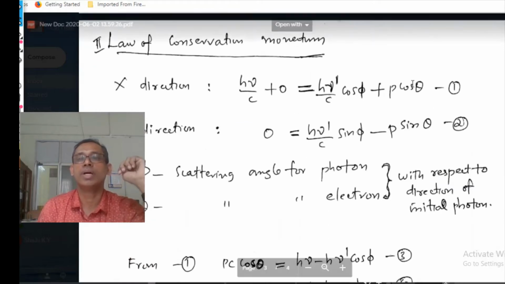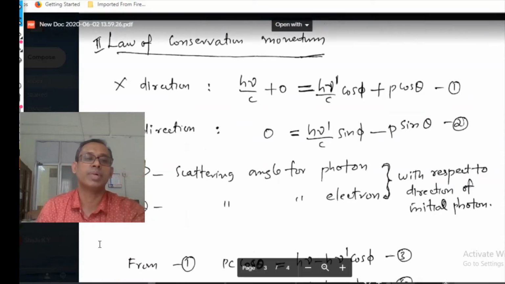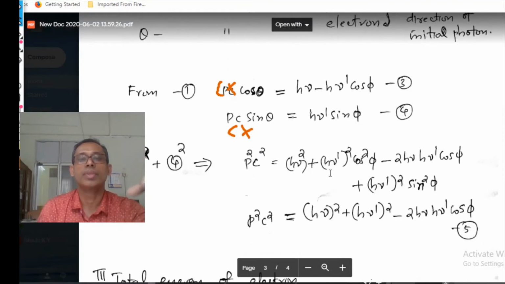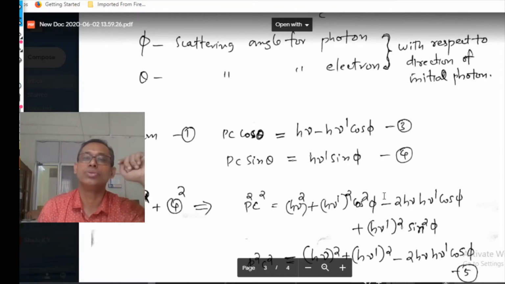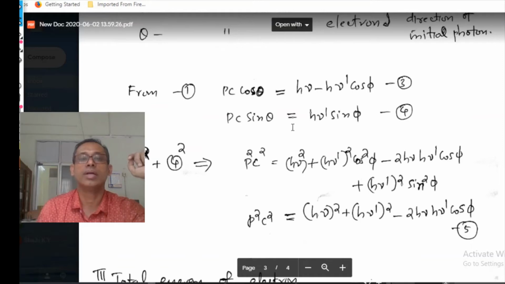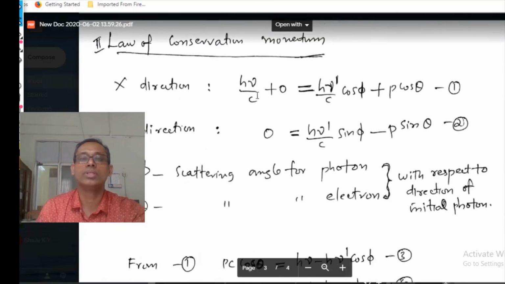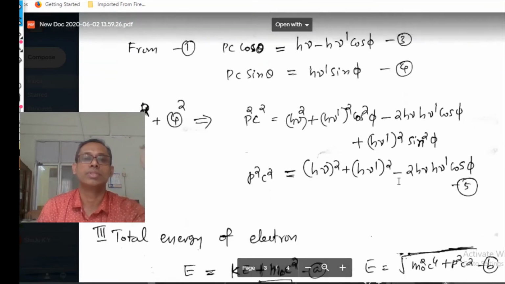From this, I multiply the entire equation with c, here also I am multiplying with c. Then what I get is Pc cos theta equal to h nu minus h nu prime cos phi, and Pc sin theta equal to h nu prime sin phi. So I am getting equations 3 and 4. These are equations 1 and 2, and these are equations 3 and 4.